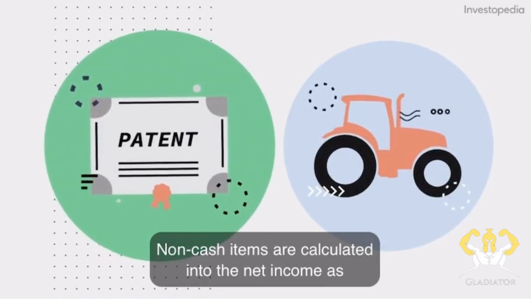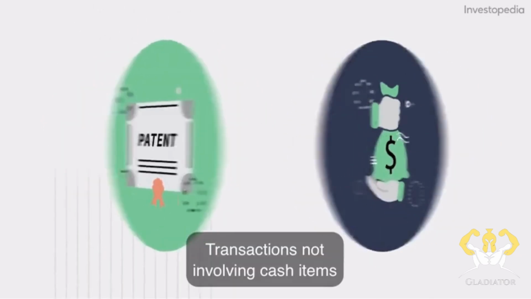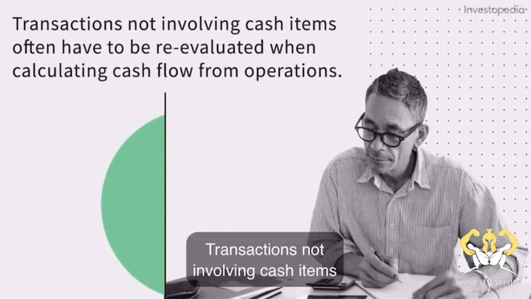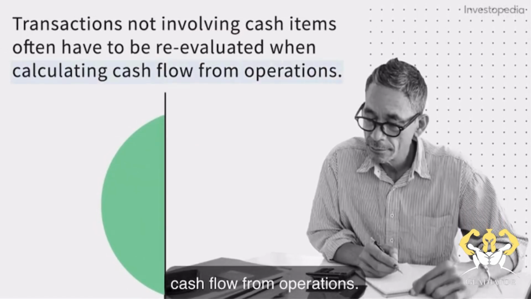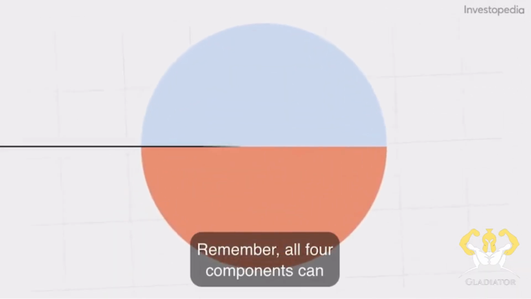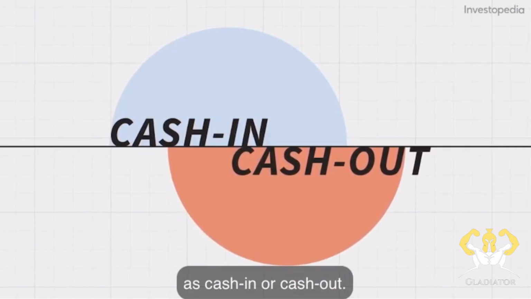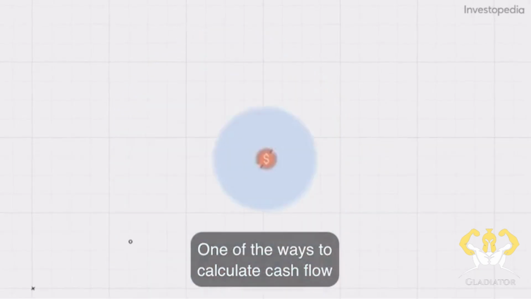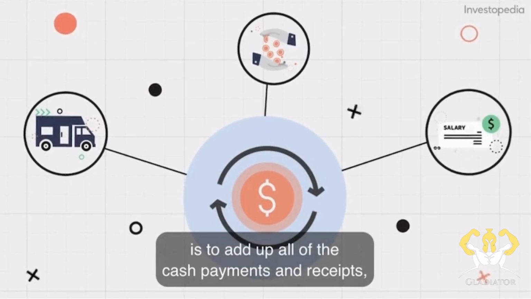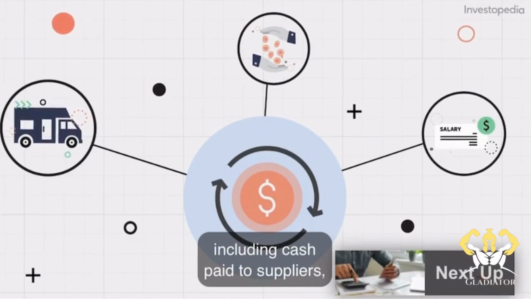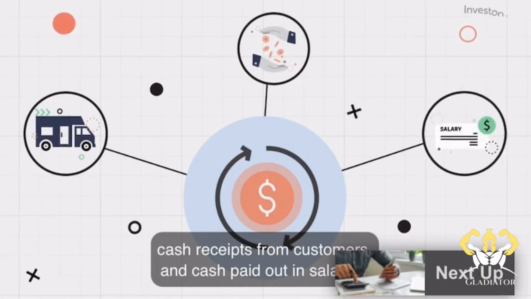Non-cash items are calculated into the net income as well as assets and liabilities. Transactions not involving cash items often have to be reevaluated when calculating cash flow from operations. Remember, all four components can be recorded on the cash flow statement as cash in or cash out. One of the ways to calculate cash flow is to add up all of the cash payments and receipts, including cash paid to suppliers, cash receipts from customers, and cash paid out in salaries.